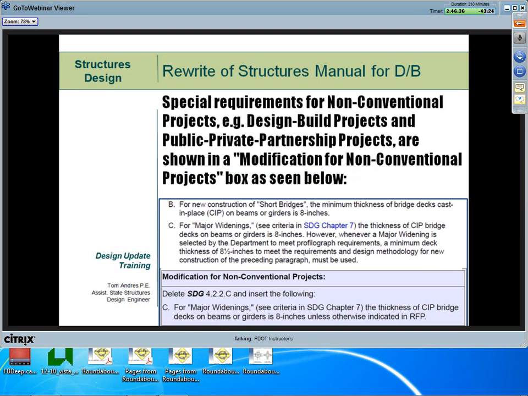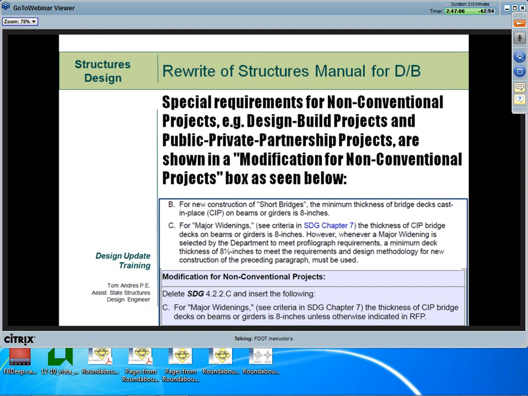The format of this structures manual rewrite includes a modification box immediately after the text to be modified. In this example, the black text with the white background is intended to apply to all projects except where modified by the blue modification box. In this example, section SDG 422C is being deleted and replaced with the text in the blue box.